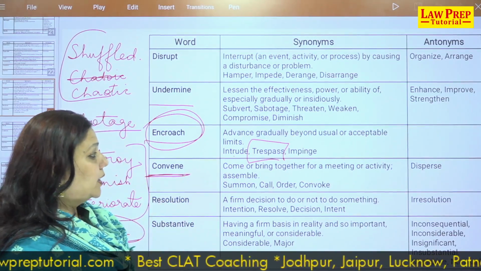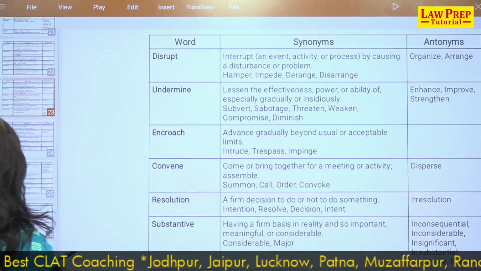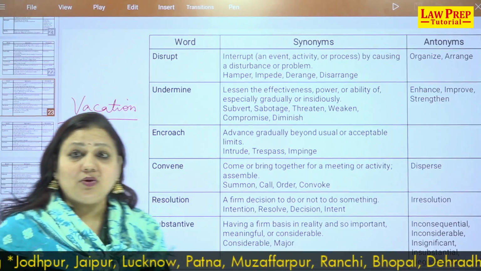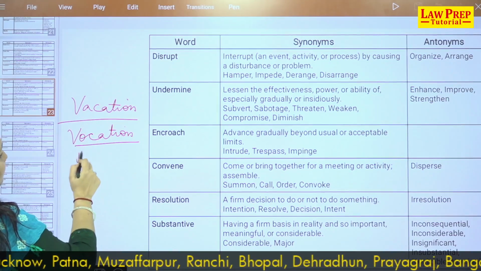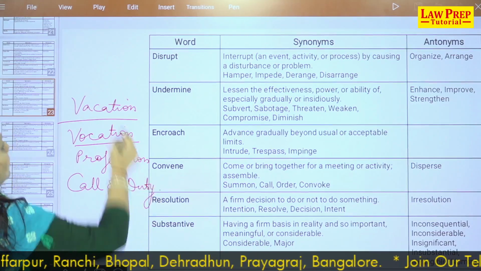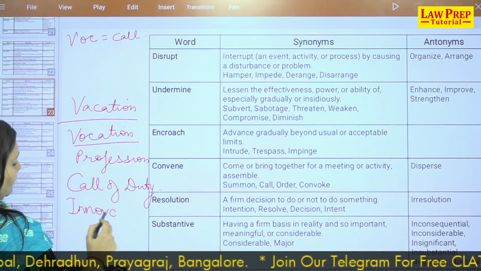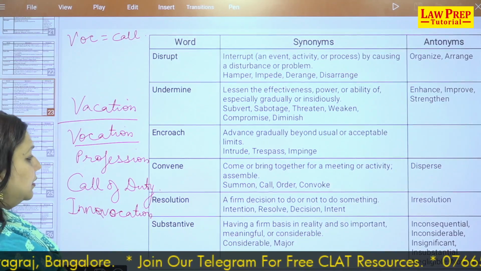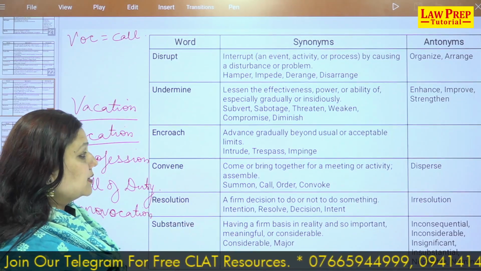Convene. Convene is come or bring together for a meeting or an activity. It is assemble somebody, summon. Have you heard of this word? I want to take this word and explain it. There is a word vacation. We all know vacation. We are longing that CLAT is over, you all selected and we wait for that vacation. There is another word, vocation. Vocation is profession, the call of duty. And from the root voc, that is call, and note this word, invocation. Invocation would mean that is the call of God. You have to be there because God wants you to be there. That's an invocation. That is the word you call on something, that is invoke.